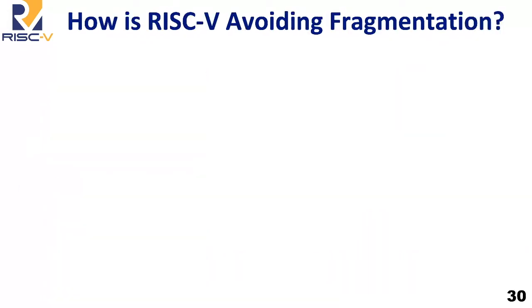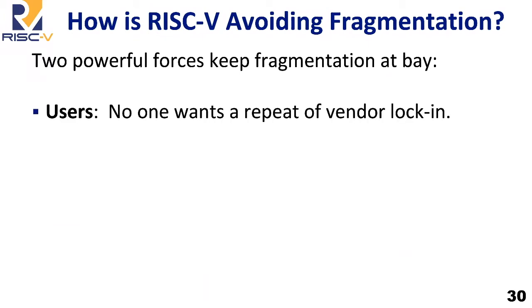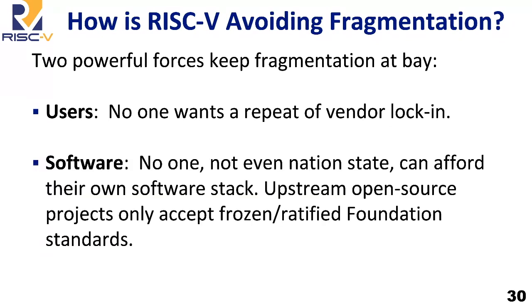Another way it avoids fragmentation is there are two very powerful forces people forget about. One is users. The customers of RISC-V don't want to repeat a vendor lock-in. They want to make sure all the vendors are using the same standards, so they don't have to worry about being stuck with one vendor. The second one is software. The upstream software stack is designed to the ratified standards, and if your design does not work with the upstream standards, then it won't be usable by most of the customers. These are two powerful forces that stop people from fragmenting RISC-V.